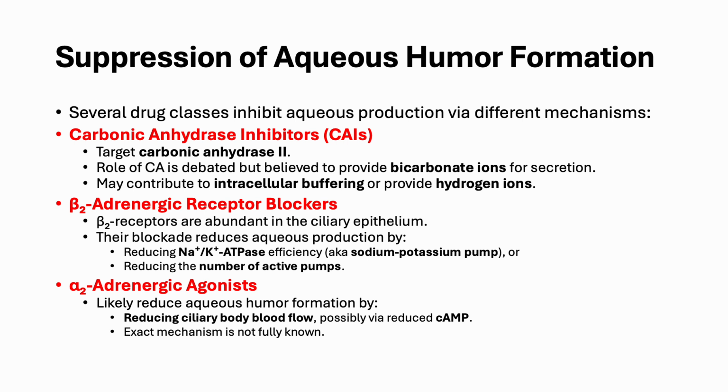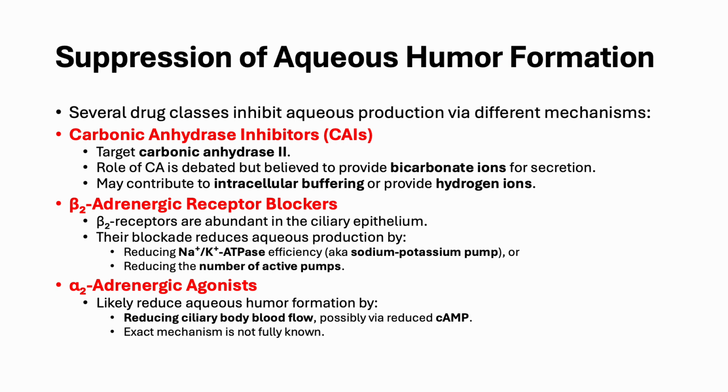First, carbonic anhydrase inhibitors, or CAIs, target carbonic anhydrase 2 in the non-pigmented ciliary epithelium. While the precise role of carbonic anhydrase in aqueous secretion is debated, it's believed to contribute bicarbonate ions for secretion, possibly helping with intracellular buffering or the supply of hydrogen ions.